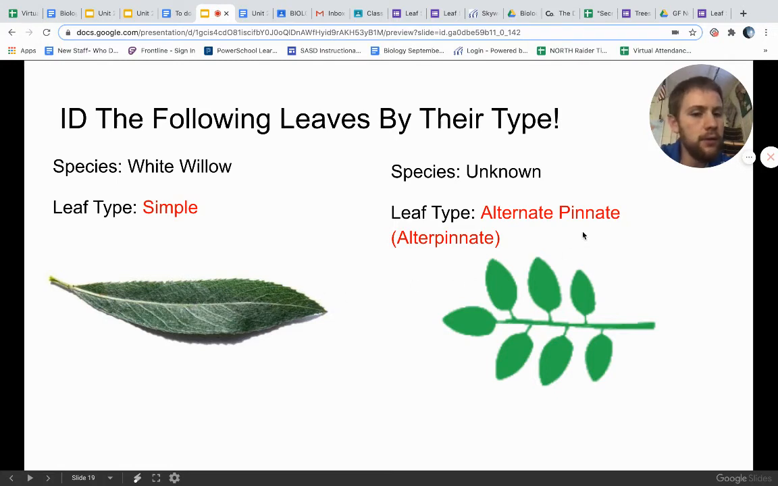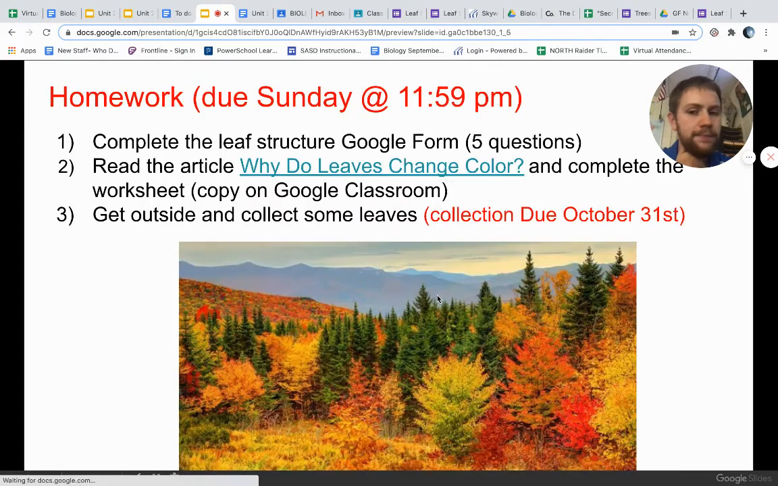And this unknown leaf, so it's pretty hard to find examples of alternate pinnate, where it's not only an odd number of leaflets, but the leaflets actually alternate and are staggered along the stem. Not too easy to find that. So that's essentially why we have an unknown leaf. We're not yet sure what species that would be, but we could perhaps look that up later.